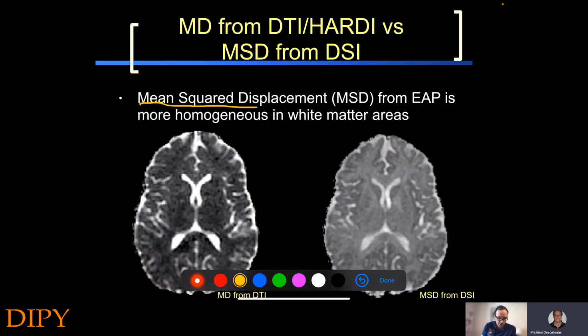So the mean squared displacement is the generalization of mean diffusivity in the world of the diffusion propagator.